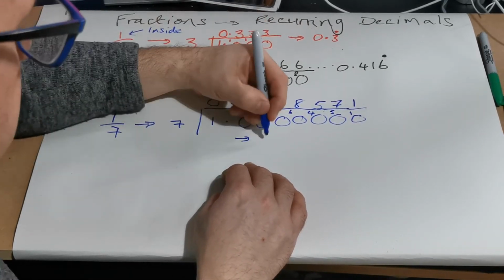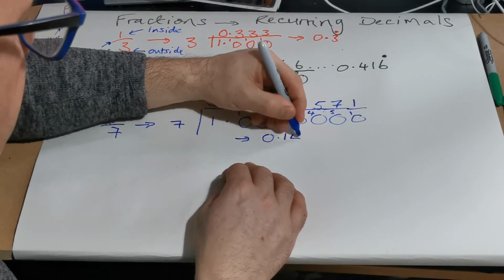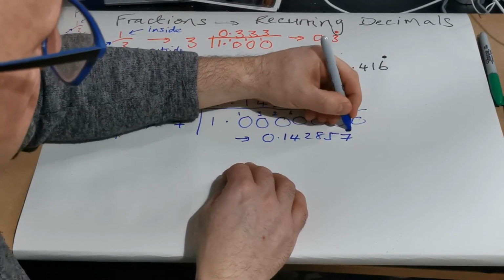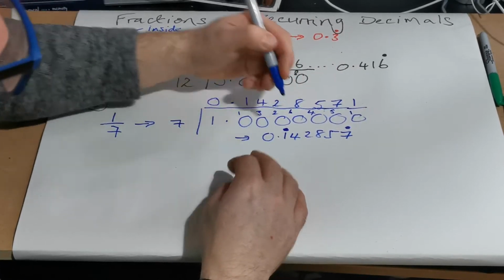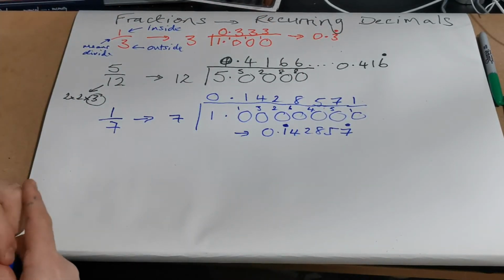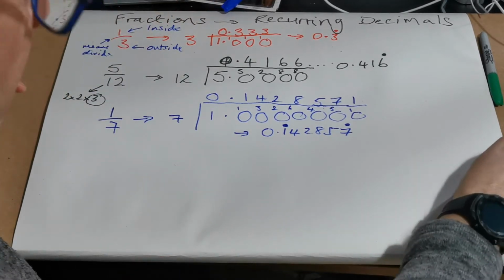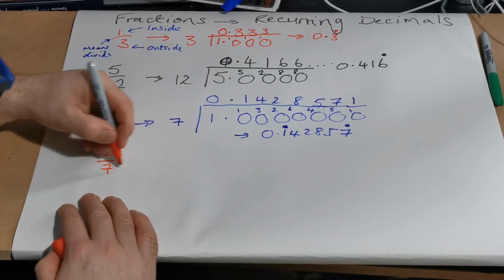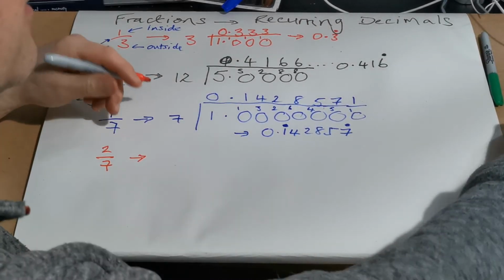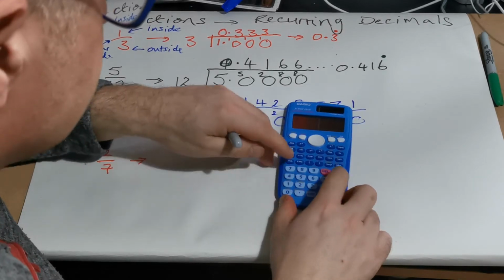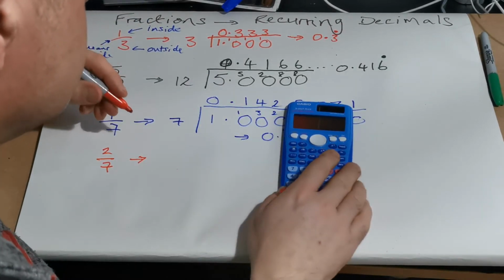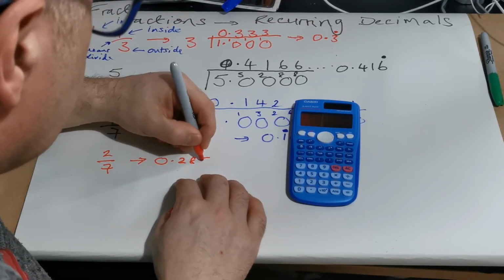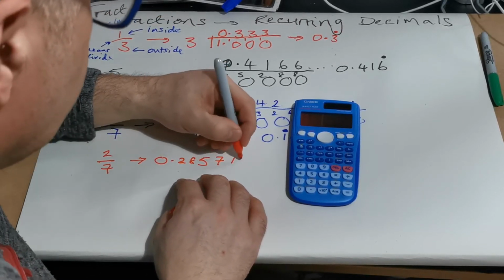So this comes out as 0.142857, and the whole pattern repeats. So we put the dot at the beginning and the dot at the end. Now at the moment that's nothing too fascinating. When you look at 2 sevenths, I'm just going to do this one on my calculator. 2 divided by 7 is 0.285714.